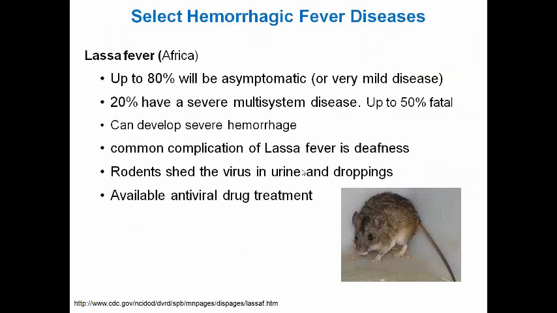Lassa fever in Africa. About 80% of people that get this will be asymptomatic or have very mild disease. 20% will have a severe multi-system disease, and for these people, 50% of them will die. You can have severe hemorrhaging. A common complication is deafness. Rodents will shed this virus in their urine and droppings, and so then you're having exposure from that. There is antiviral treatment.